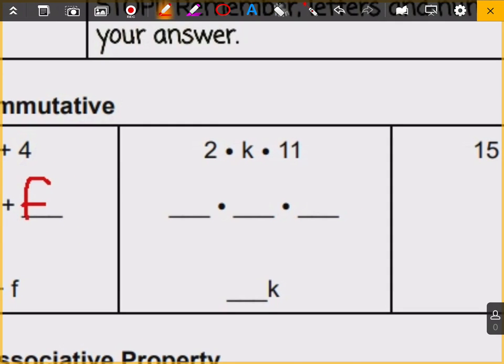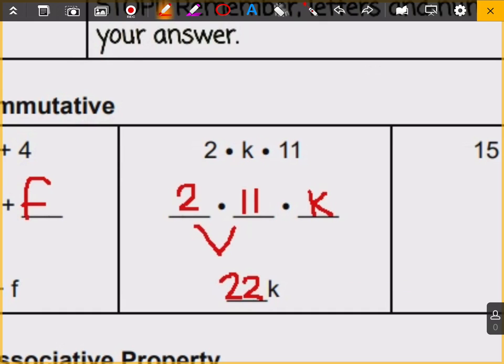With multiplication, it's the same idea. So we have 2 times k times 11. We know that we can't have letters or variables and numbers together. So we're going to rewrite this to where our numbers are together. I'm going to rewrite it as 2 times 11 times k. So I'm going to do the math with the numbers because I can't use the variable. 2 times 11 is 22, leaving us with 22k. Now, I don't need to put the multiplication sign there because when numbers and letters are touching, that means that they're multiplying.